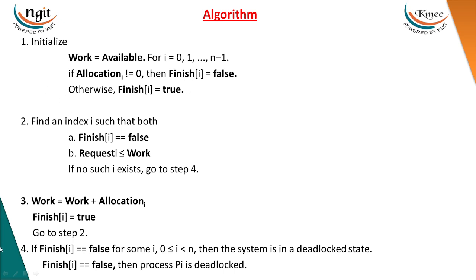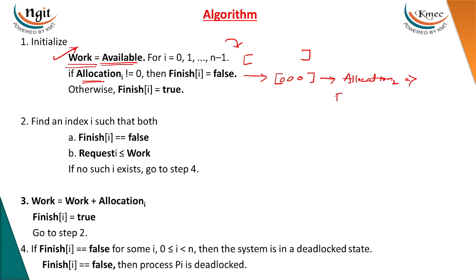Here, first look at the algorithm. In the algorithm, similar to your banker's algorithm, Work equals Available. So the resources that are available, we will store in the work vector. And we will check the allocation matrix. If any row in the allocation has all zeros, assume that allocation of 2 consists of all zeros, then we will say that process 2 has finished its execution.